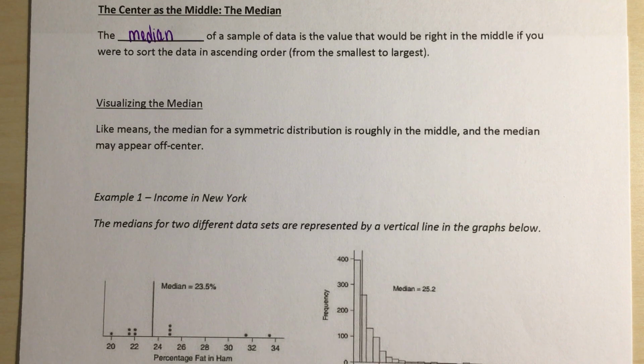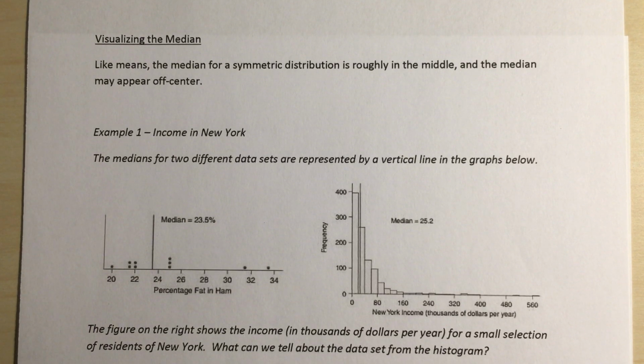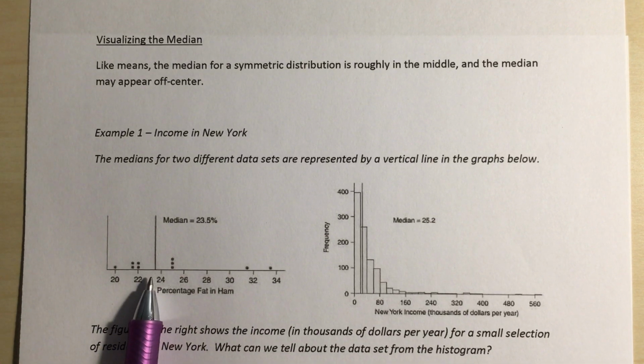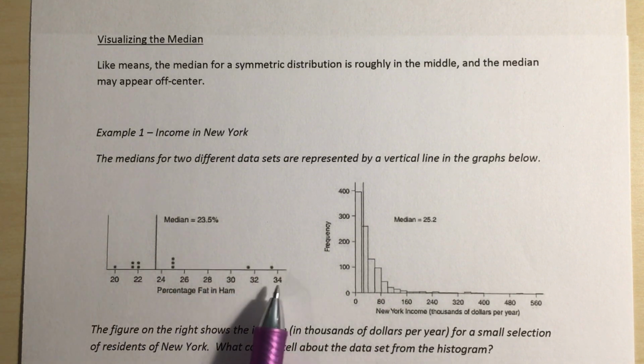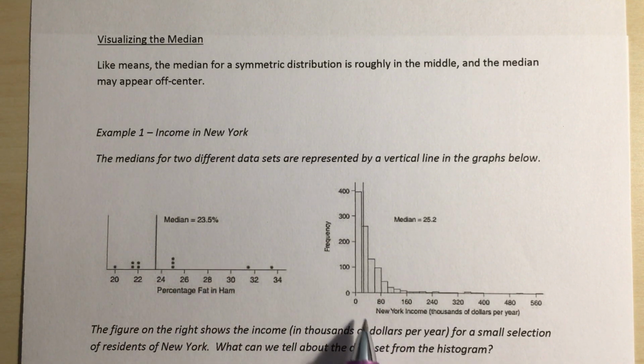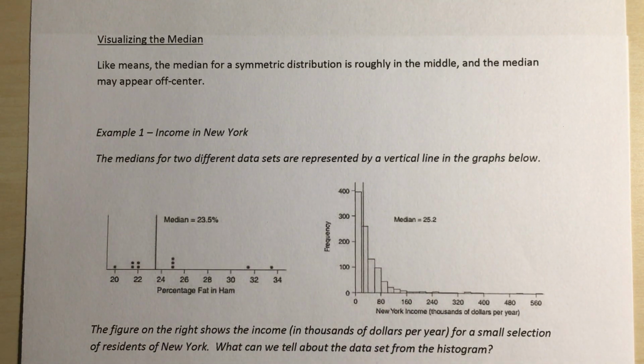So, visualizing the median. Like the mean, the median for a symmetric distribution is roughly in the middle, and the median may appear off-center for a skewed one. If we look at these next two data sets, the medians for the two different data sets are represented by a vertical line in the graphs below. In this case, we have a median right here at 23.5%, so it is in the middle of our data set. Here we have a median represented by this vertical bar, which is representing $25.2 thousand.